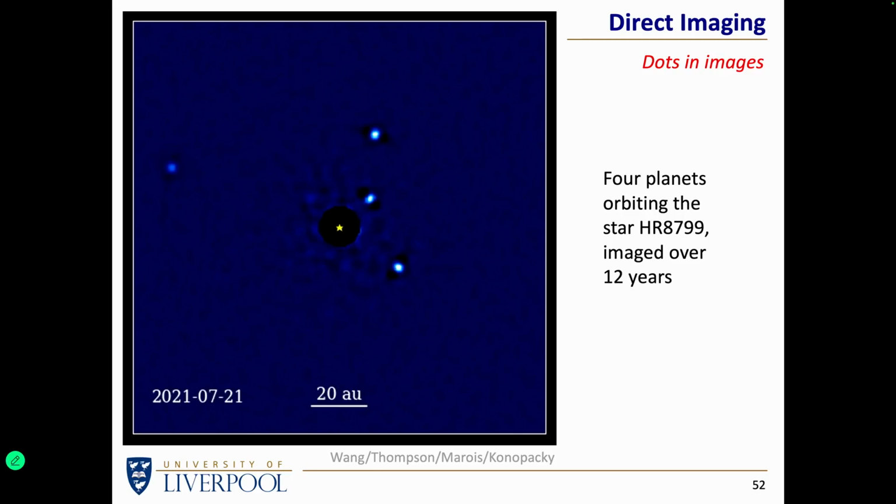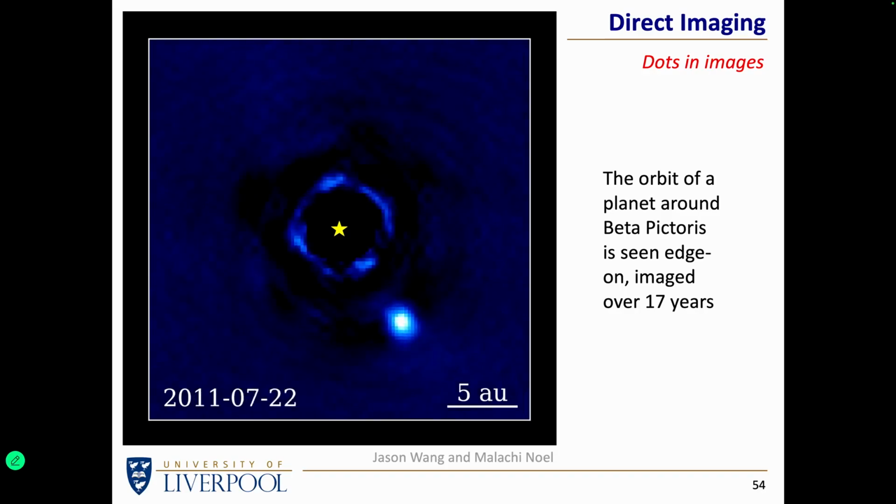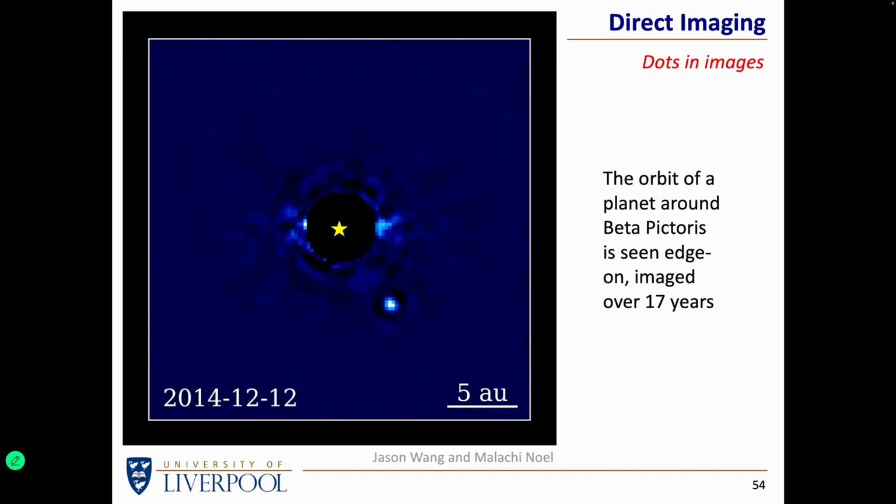In this particular case, it looks like we have 4 bright planets. There might be a few fainter ones in there, but so far we've imaged 4 of them. It also works if we are edge on. So here we've blocked out the light from the star, and when the planet appears from either side of the occulting disk, then it's possible to see the planet.